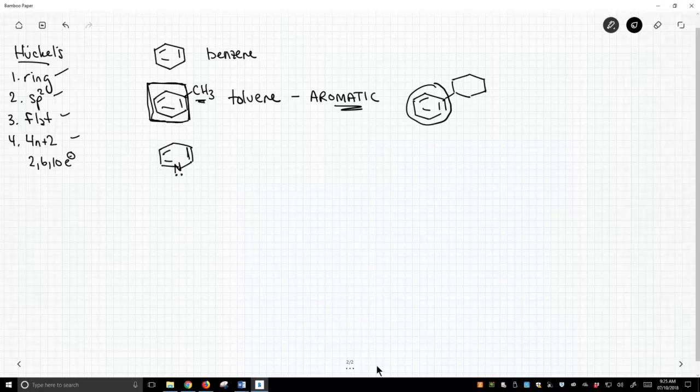Now how about this structure? This is pyridine. The real question in pyridine is, what do I do with this lone pair? Okay, because it kind of looks like benzene. It has 3 pi bonds, and those 3 pi bonds are great. This could easily have 6 pi electrons. It's a ring. All the atoms can be sp2 hybridized. It's flat, and it has the right number of electrons. It could have 6, unless we have to count this lone pair. If we have to count the lone pair, then we're at 8 and we're not aromatic.